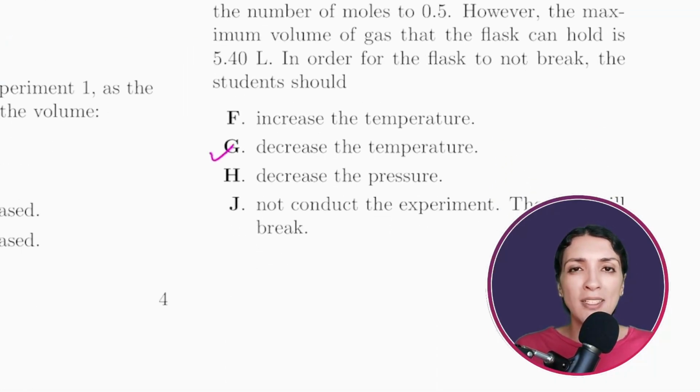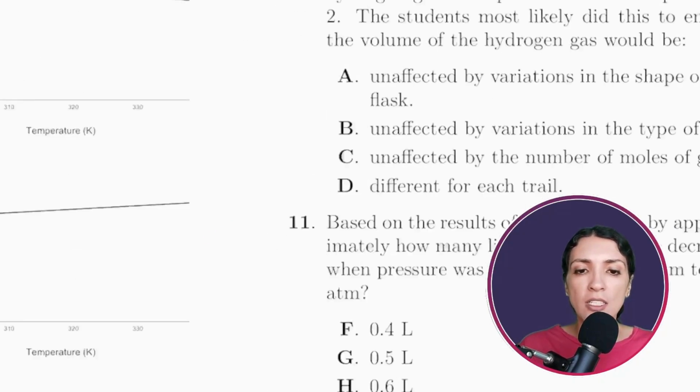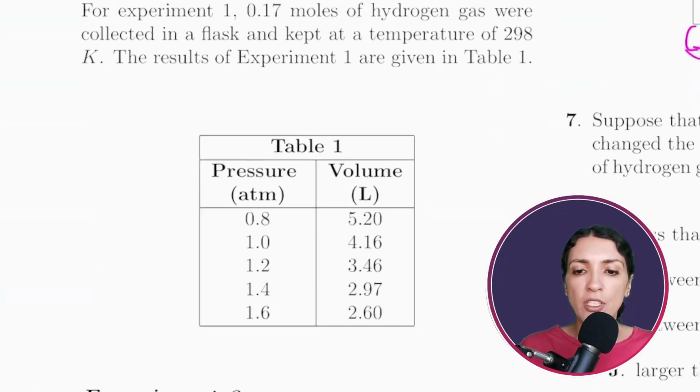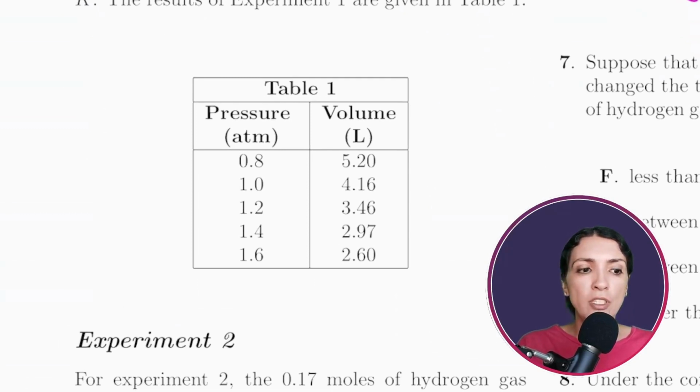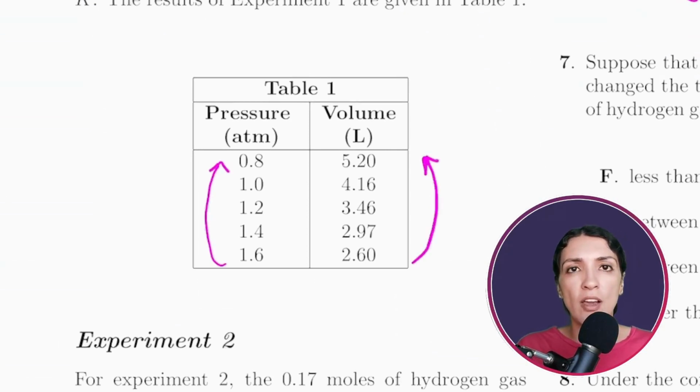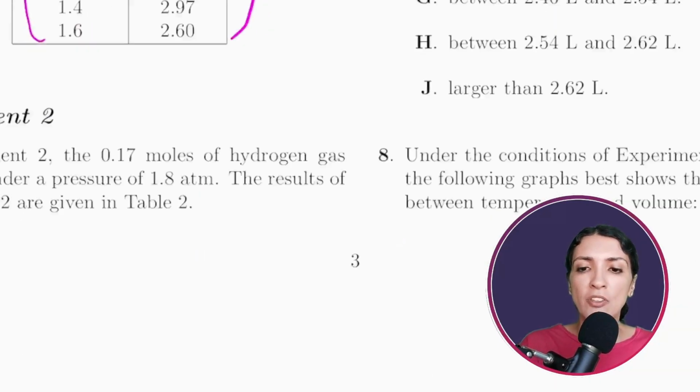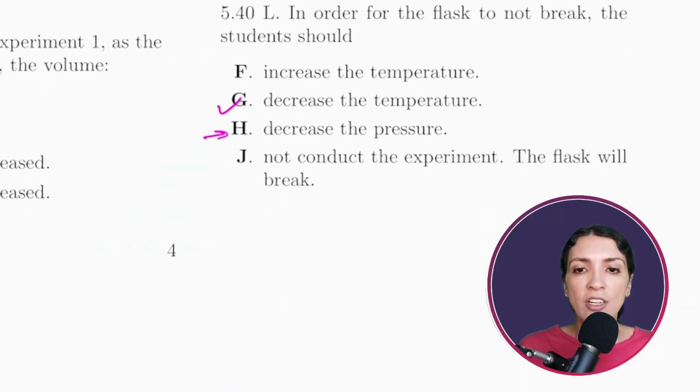Now let's do a quick sanity check for choice H and make sure that that's not correct. So choice H is saying decrease the pressure. Let's look at experiment 1 and see what happens if we decrease the pressure. So if we decrease the pressure here, that means if we go from 1.6, for example, back to 0.8, volume is actually increasing. So that will definitely break the flask. So in fact, our answer is choice G.